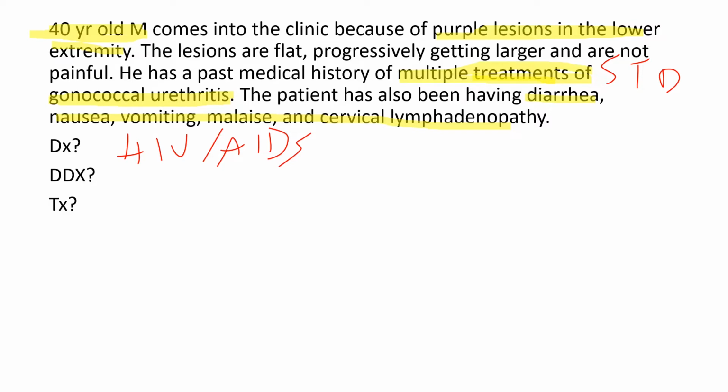Now, a person's getting purple lesions in the lower extremity. What is it? Kaposi sarcoma. Let's talk about differentials now. Think about Kaposi sarcoma. You're also thinking about purple lesions in the lower extremity. You also want to think about something like Molluscum Contagiosum.